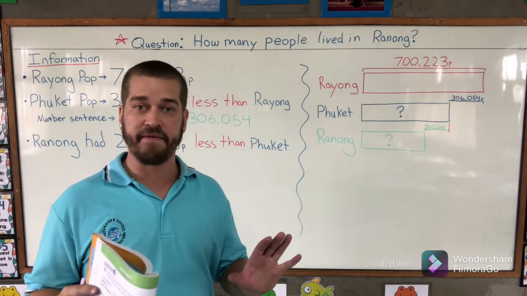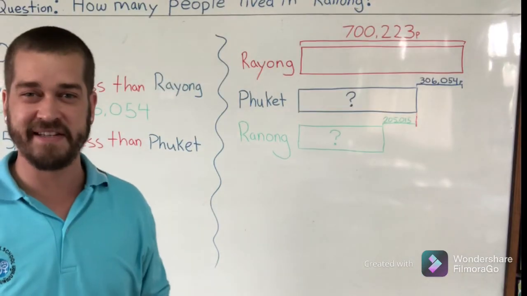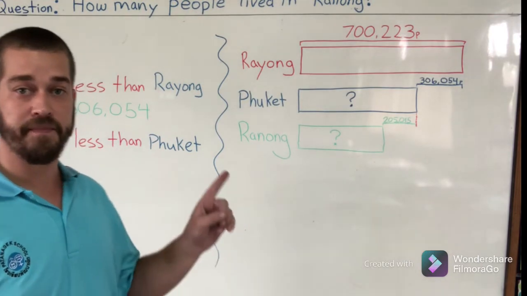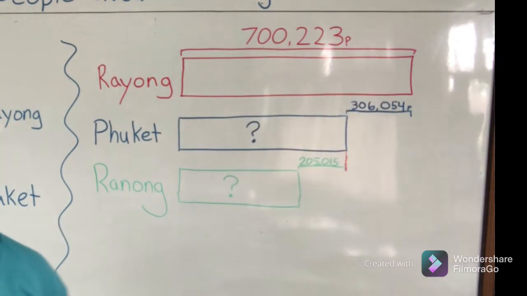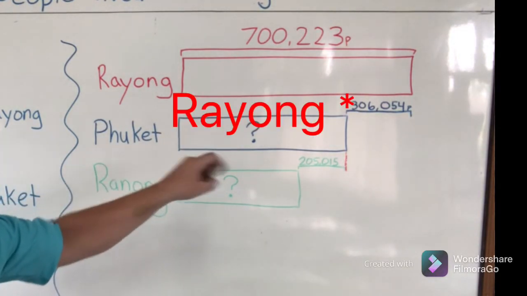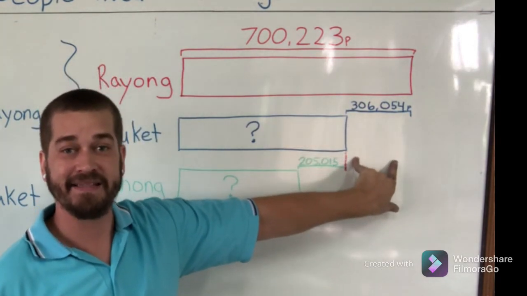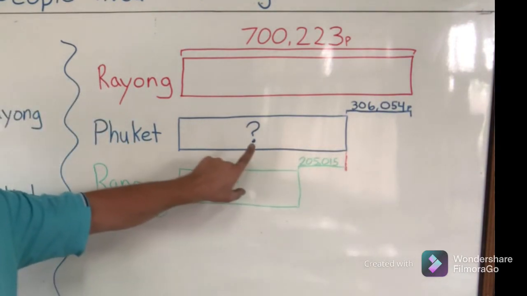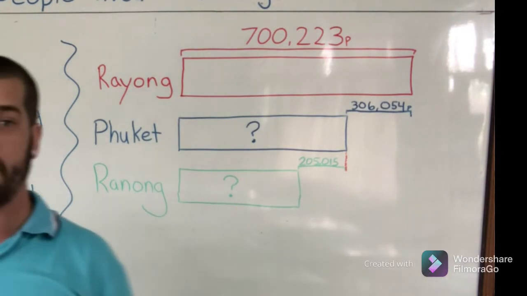So what I've done is I've looked at my information and I've drawn a picture. I took my time and I drew a picture of what the math problem will look like. So we know that Rayong has this many people. And then the next one, right here, Phuket's population, the number less than Phuket. So from here, this gap, it has this many people less than Phuket. So we need to figure out what this question mark is first, okay? So it's a two-parter.